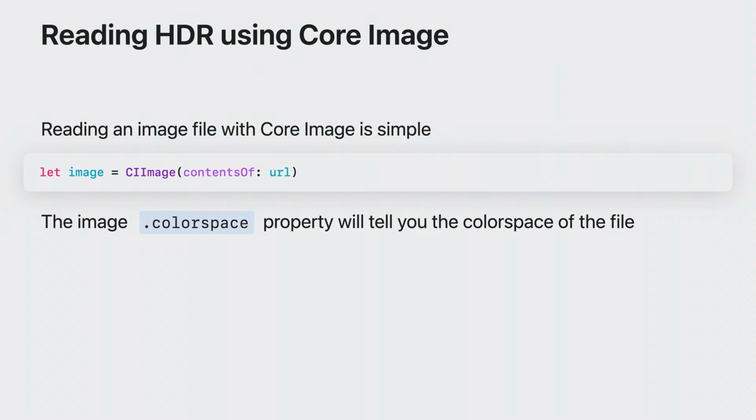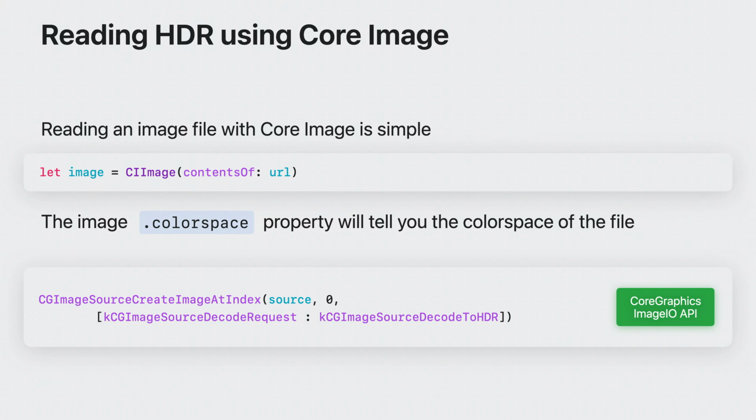This may be an SDR color space, such as sRGB or Display P3, or an HDR color space. If you prefer to use the CoreGraphics API, then you can get the equivalent behavior by using CGImageSourceCreateImageAtIndex with the new decode request key set to decode to HDR.